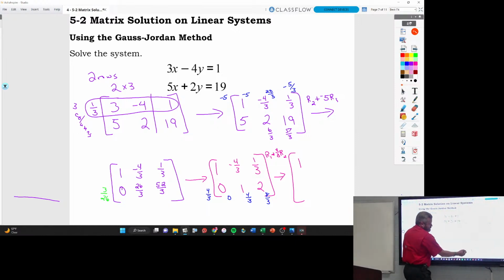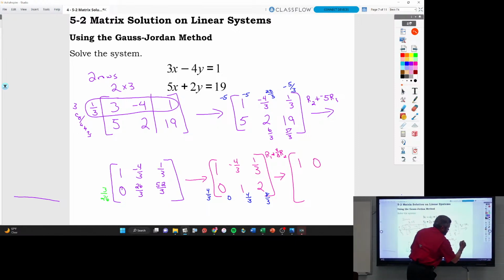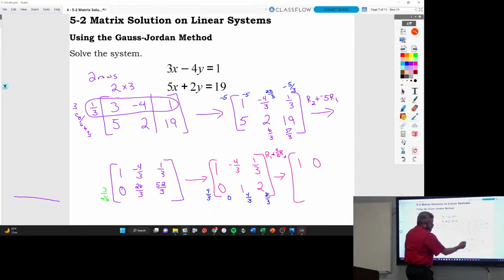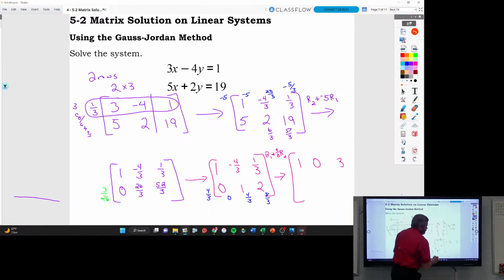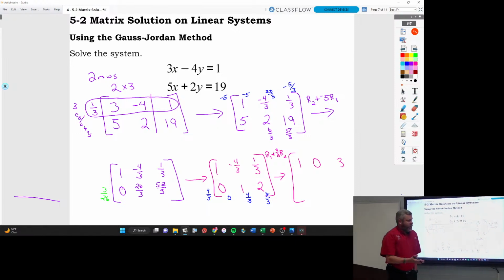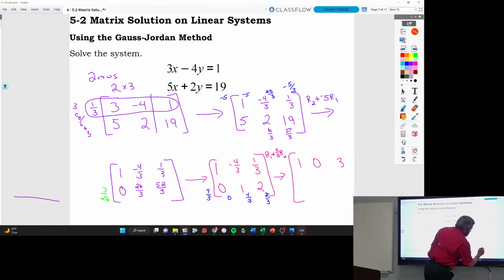-4 thirds plus 4 thirds is 0. 1/3 plus 8 thirds is 9 thirds, but 9 thirds, that's 9 divided by 3, which is 3. And I didn't do anything in my second row, so I'm just going to keep it. My second row is 0, 1, 2.